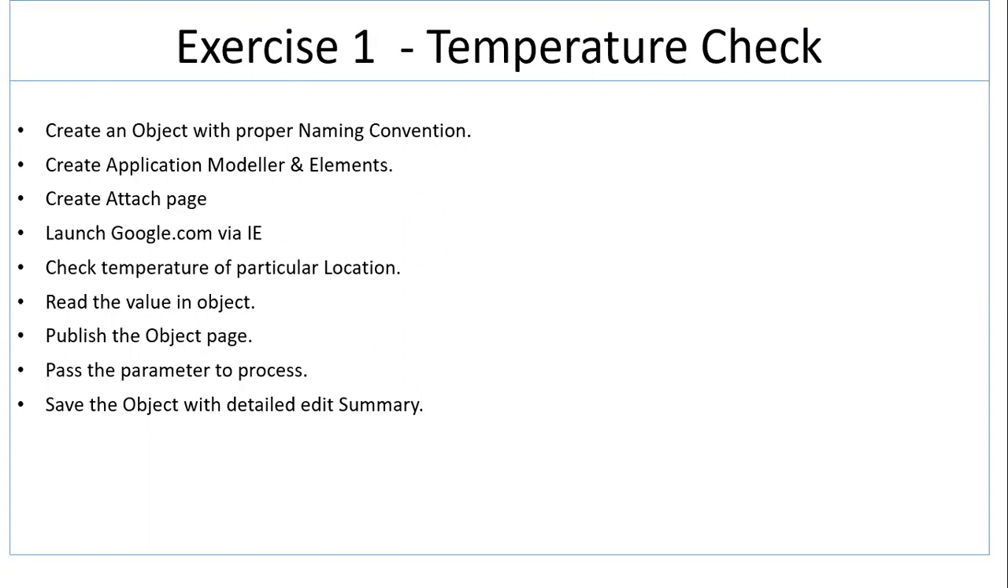Then publishing the object page, which is going to get called or referred to in the process, and it's going to take the temperature result from the object page to the process stage, which means it's going to cover input and output parameters passing. And at the last, you have to save both the process and object with a proper edit summary so that you can track it in the version history of both process and object.